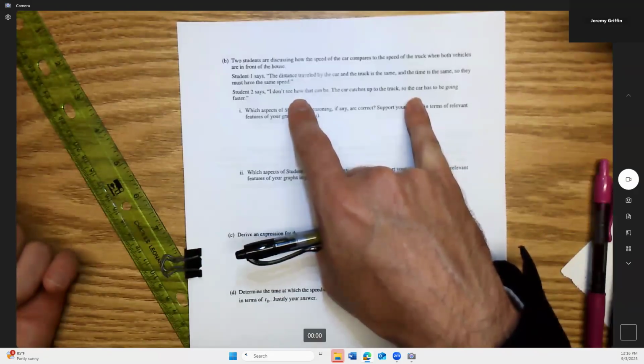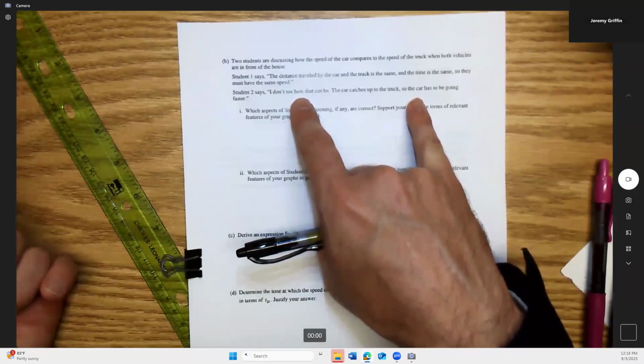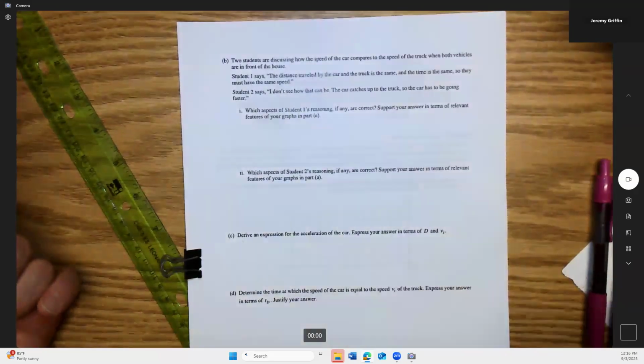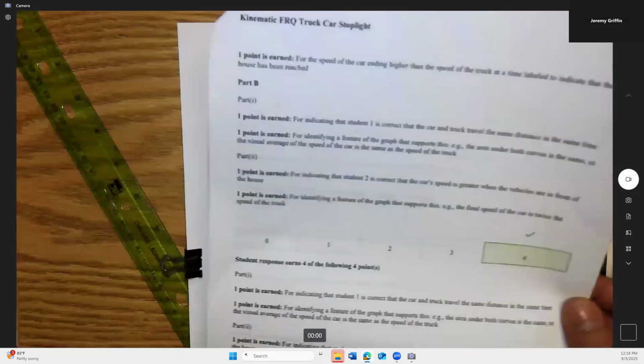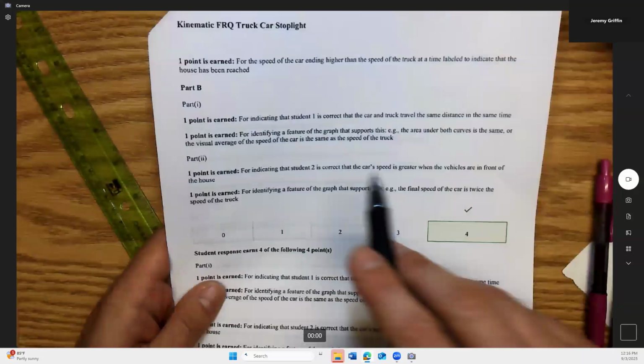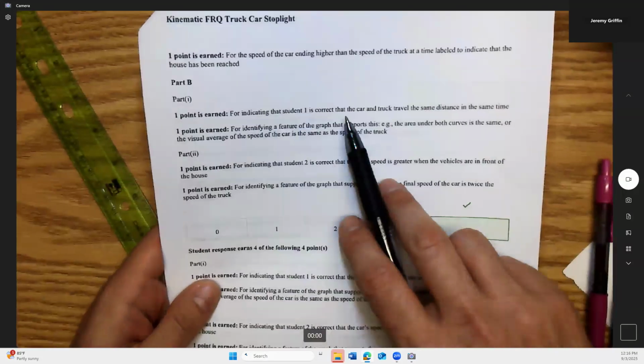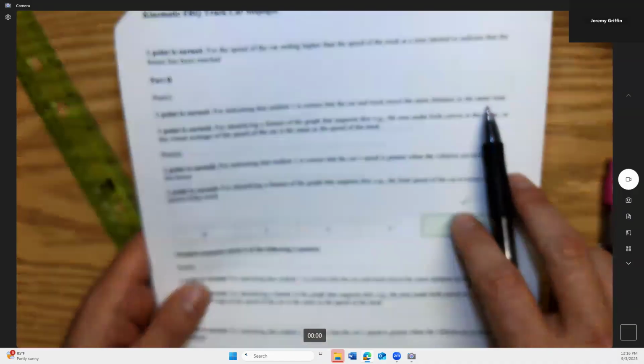He's talking about instantaneous speed, right? In front of the house. And that's where the car is going twice as fast instantaneously if you point a radar gun, right? So they scored this out of 4 points. First point for indicating student 1 is correct that the car and the truck have traveled the same distance at the same time.